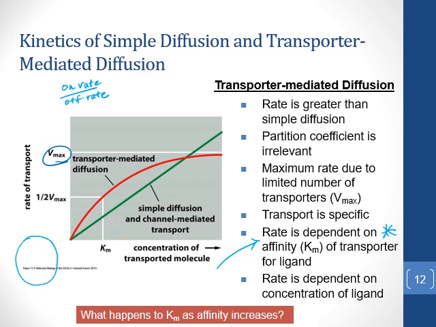If there's a cell, and we've got a transporter right here that's moving this molecule across, but it has a really low affinity for that molecule, then if the molecule binds but quickly comes off, we're not going to get much transport. In other words, that molecule is going to have to bind, and it's going to have to stay bound long enough to be able to be transported across the membrane.